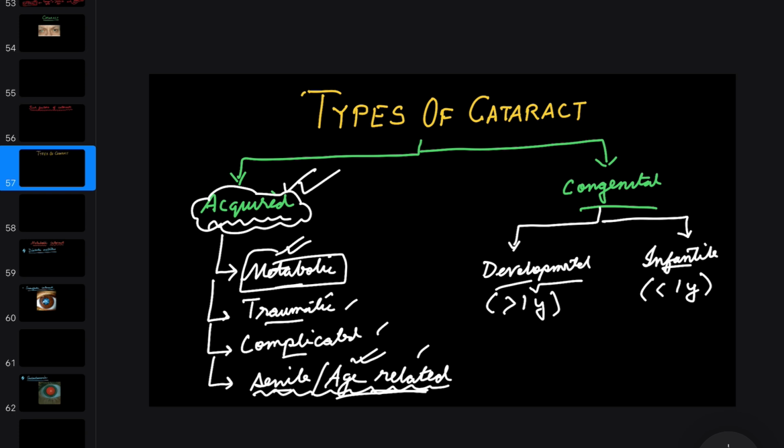I hope you have understood all about metabolic cataracts and about cataract in general. Okay, so what is cataract? What are the types of cataract? What are the different forms of cataract? In acquired cataract, in metabolic cataract, what are the different diseases that are forming cataract, and all of that you have understood, hopefully. So this should do for now.